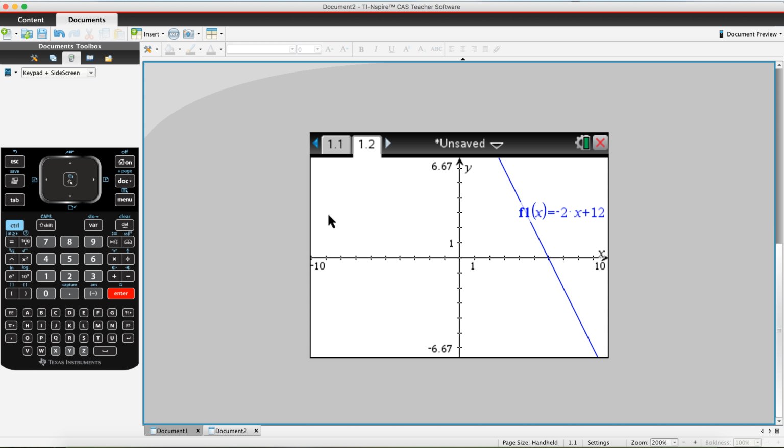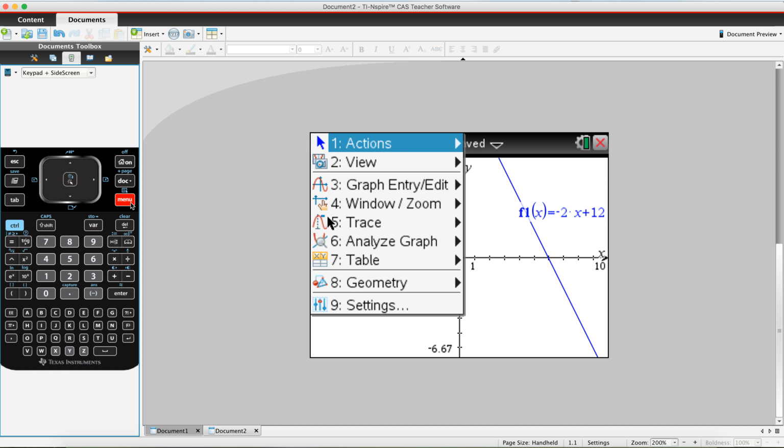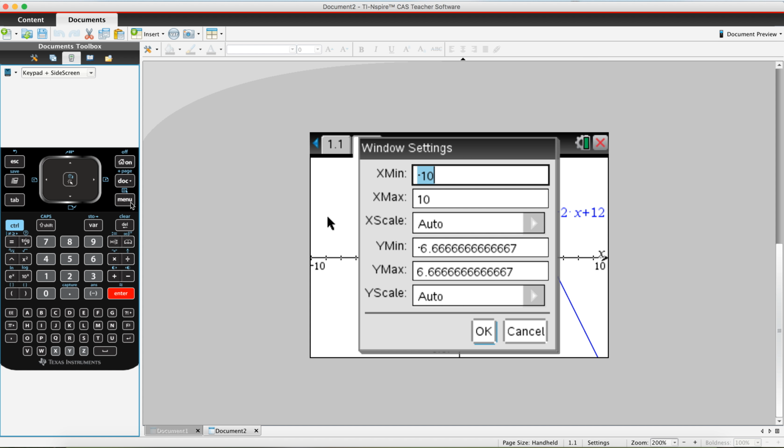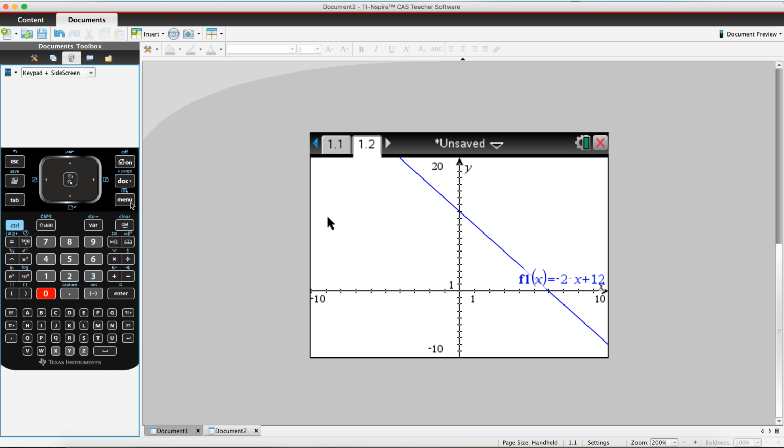So what I'm going to do is change the settings. So menu, we go down to window or zoom. I'm just going to go to the first one there, which is window settings, because that's going to allow me to change the numbers. So y minimum just means where does your y-axis start. I'm going to put it, say, negative 10. And y maximum, I'm going to go up to 20 because I know that the intercept's at 12. So if I do that, as you can see now, I can actually see the entire line.